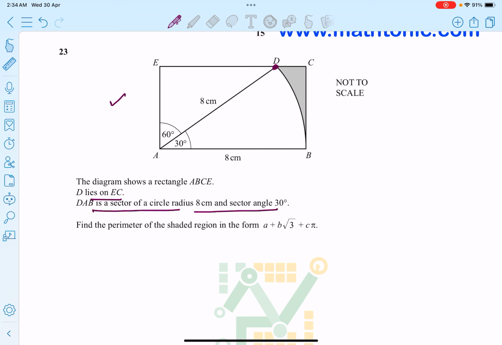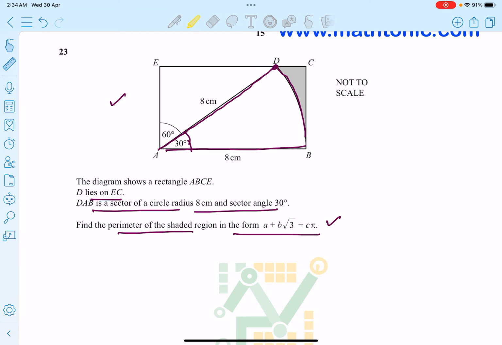You can see here, this is a sector, right? And the angle is given 30 degree. Find the perimeter of this shaded region in the form of a plus b root 3 plus c pi.